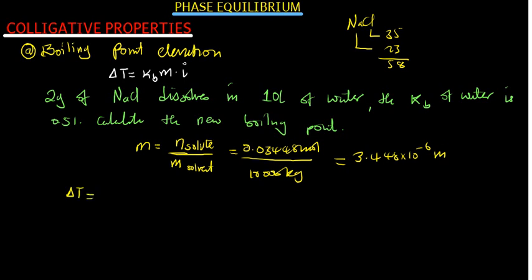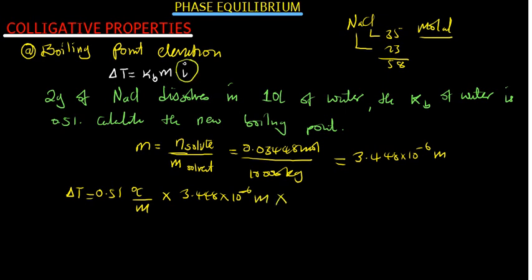The change in boiling point will be Kb for water, that is 0.51. The unit for Kb is degrees Celsius per molal, talking of concentration. And we are multiplying that by the molality which we have found, which is 3.448 multiplied by 10 to the power negative 6, and then also multiplying by the Van't Hoff constant.